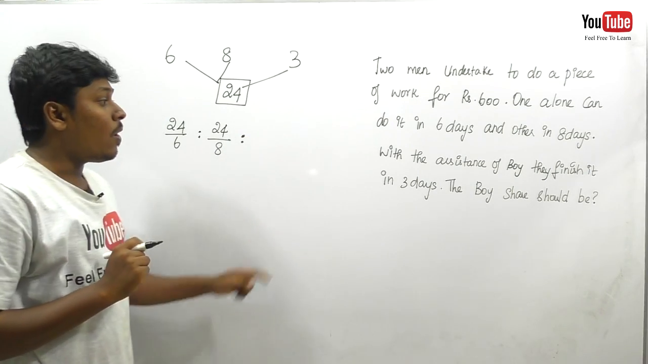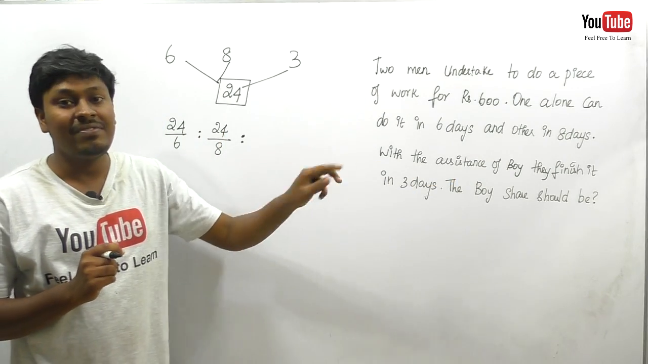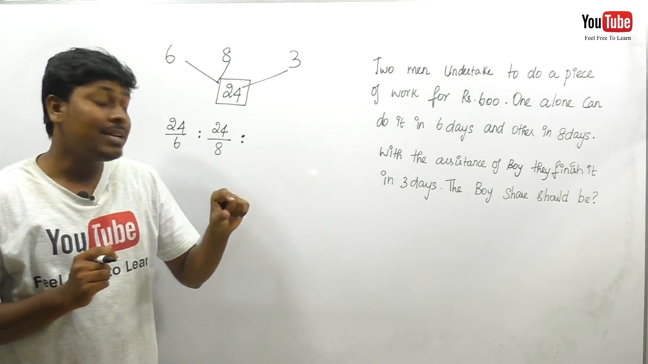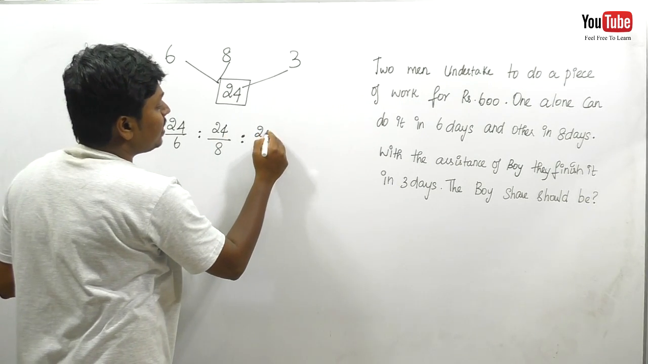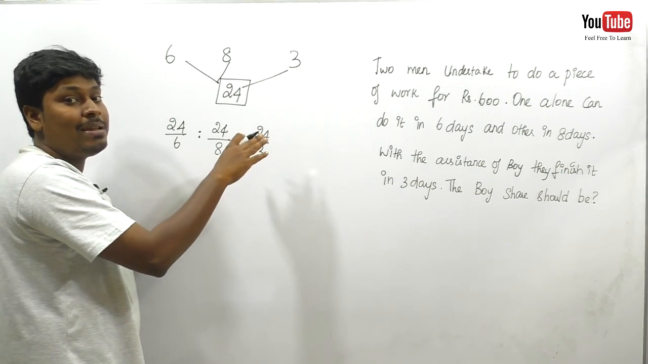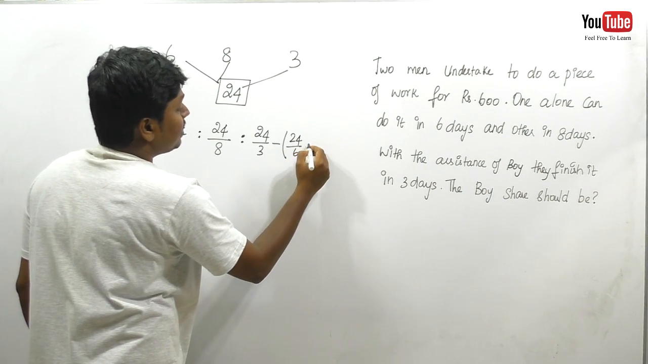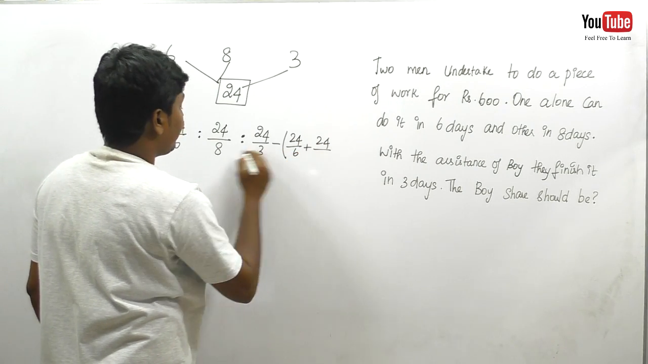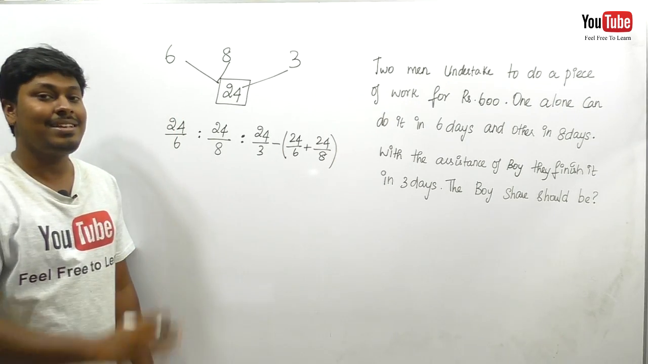Why? Because all the three work with the assistance of a boy. That means all the three can finish a job in 3 days. But our target is to find only C's ratio. If we need to find C's ratio, friends, listen carefully. 24 by 3 is not only C, it is all the three, right? We need to eliminate A and B. So minus A, that is 24 by 6, plus 24 divided by 8. After finding this, we can calculate the ratio and easily solve this question.